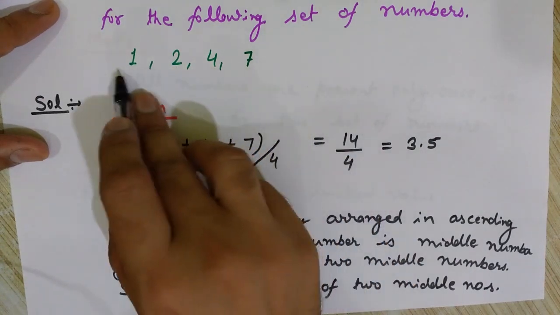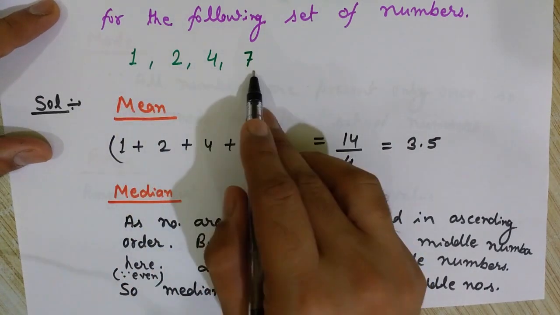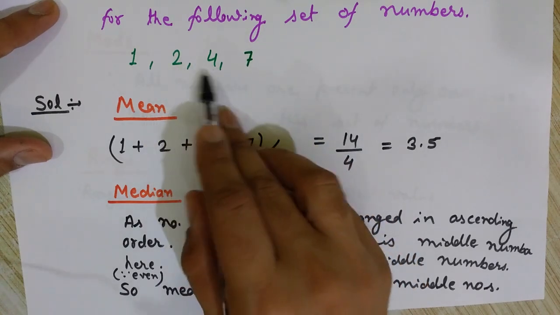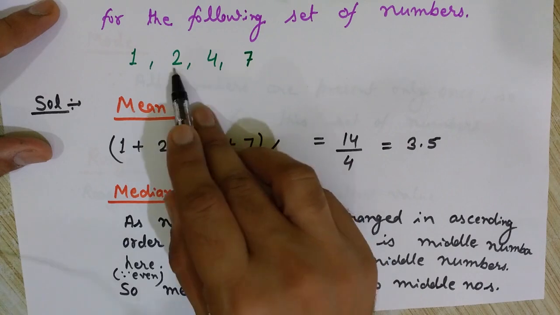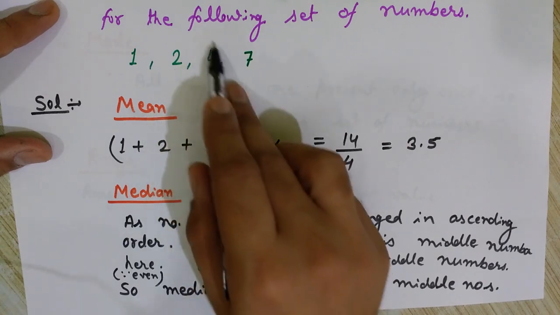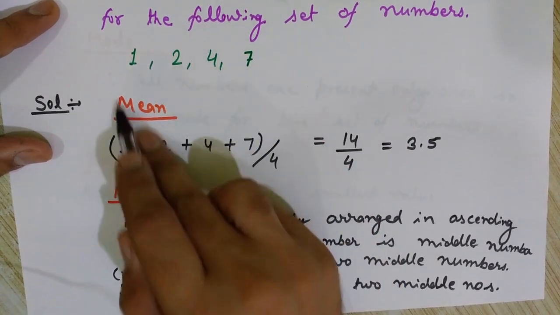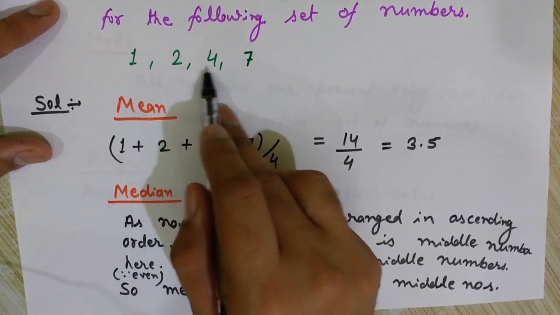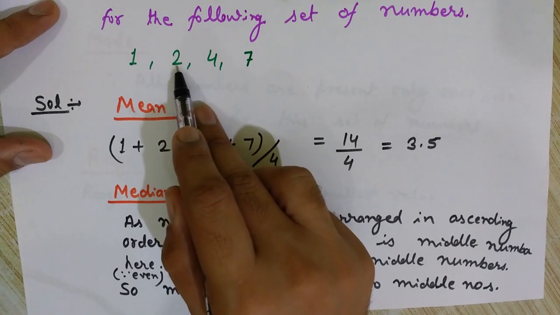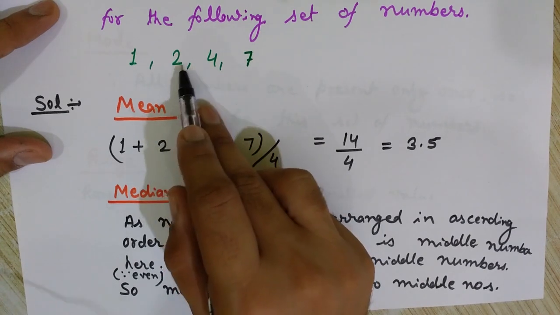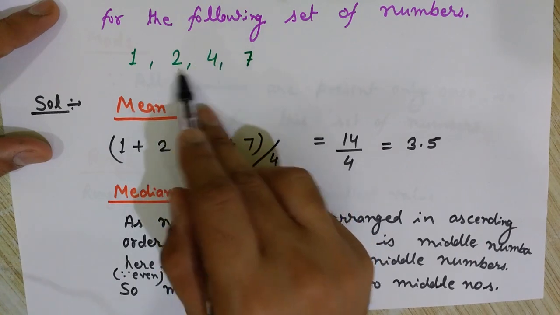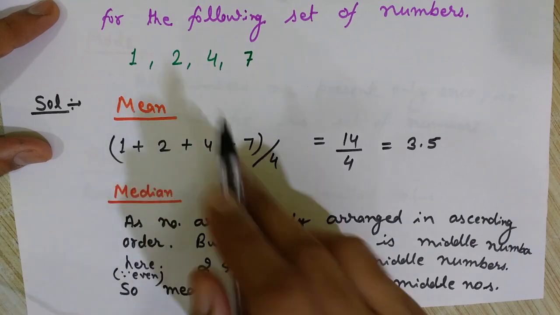If this is the case, that is, if we have an even number of values, then we take the middle 2 numbers, here 2 and 4, and take the mean. As we know how to calculate the mean: first take the 2 middle numbers, 2 and 4, and take their mean. The mean is the sum of these values divided by 2. So 2 plus 4 divided by 2.